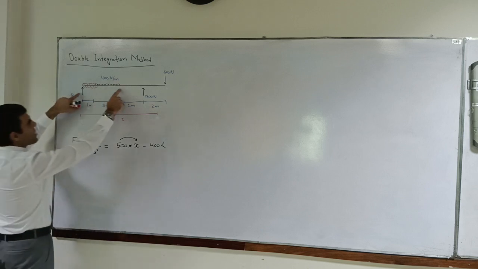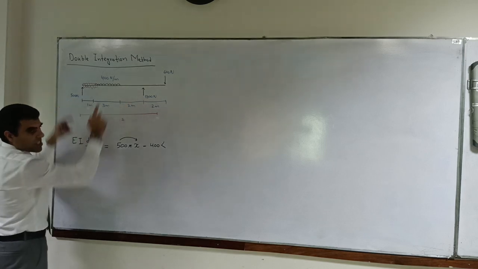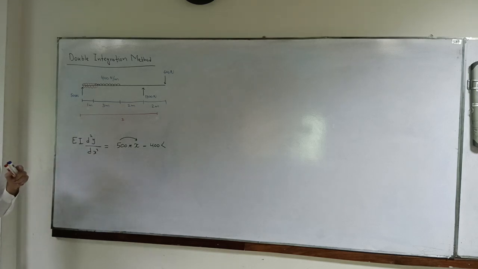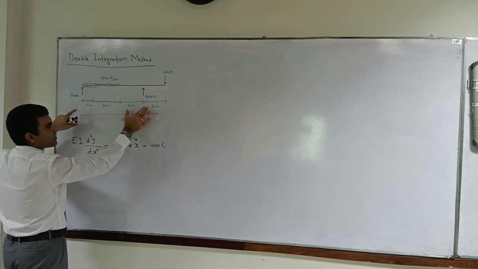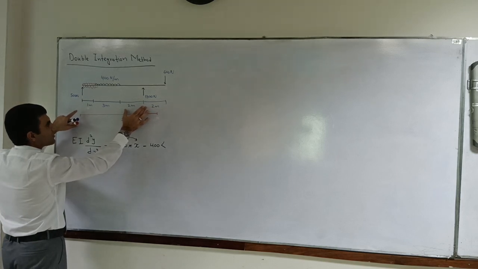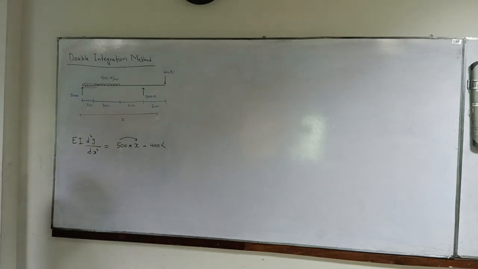We need this distance. So how much is this distance? X minus x minus 4, sir. This is x minus 2 and something.